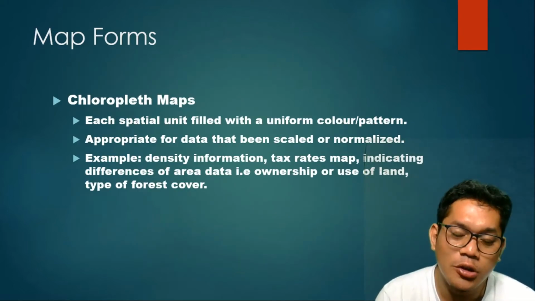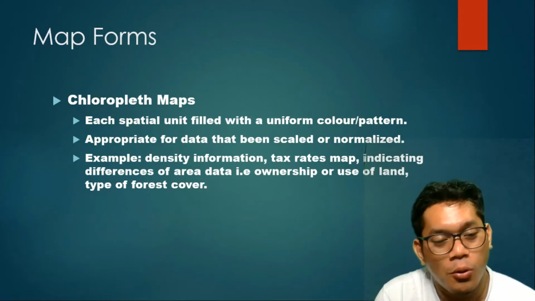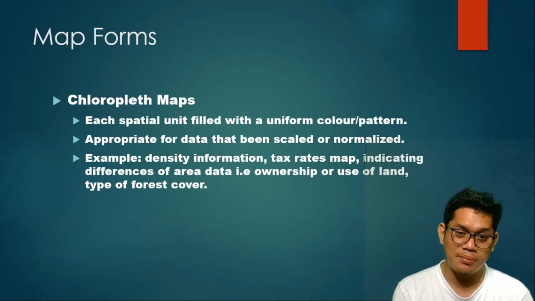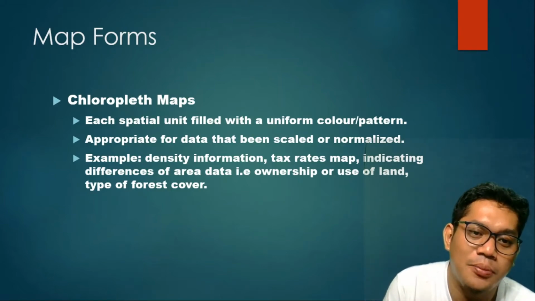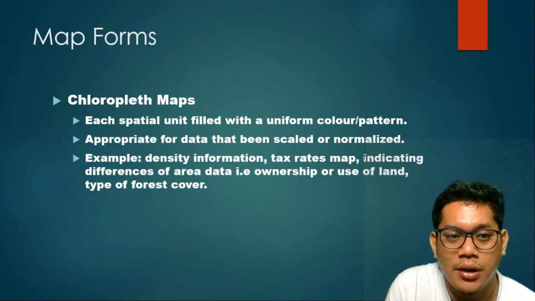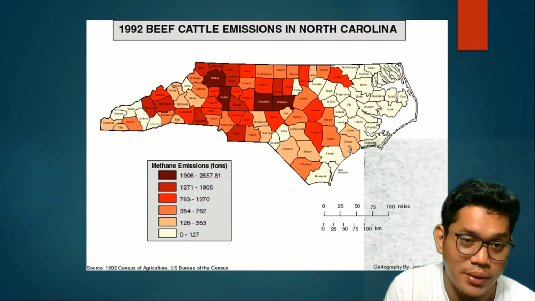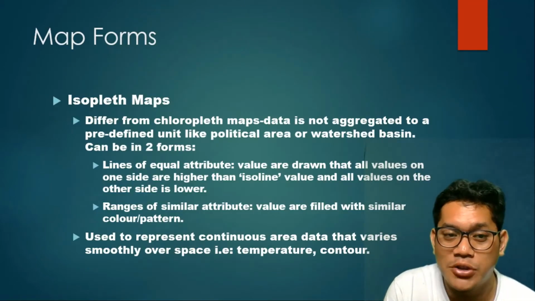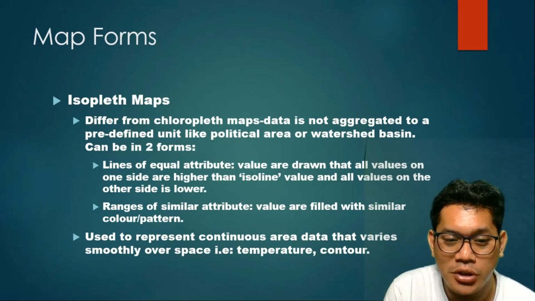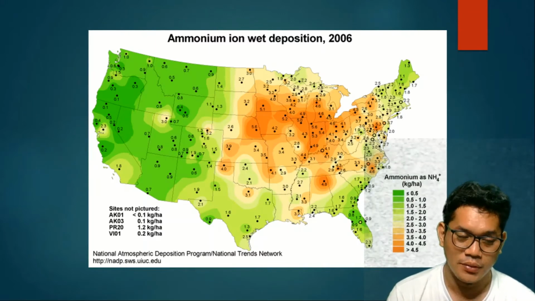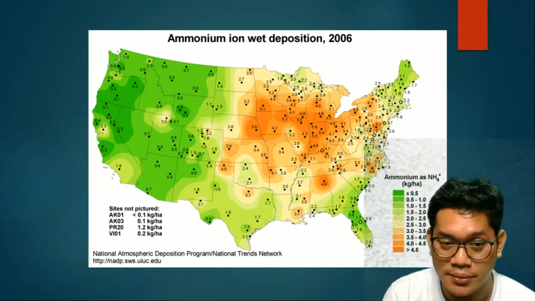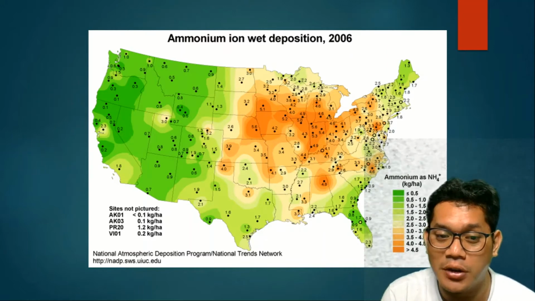And of course, in creating maps, there are different map forms. One of them is the choropleth map. It's a very simple one, where each spatial unit is filled with a uniform color and pattern, and it is appropriate for data that has been scaled or normalized. Okay, such as this. This is the choropleth map, and we also have the isopleth map, where the data is not aggregated to predefined units. Okay, it could be lines of equal attributes or ranges of similar attributes, and it is best used to represent a continuous area, something like this. This is the isopleth map. You can see the contours showing higher to lower values.